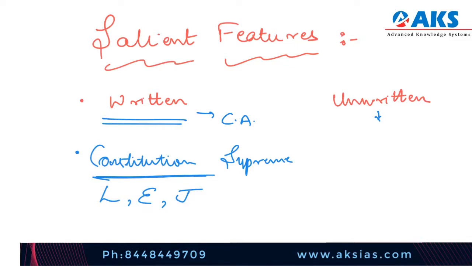Whereas in an unwritten constitution, it is the parliament which is supreme, because parliament decides which organ, namely the legislature, executive and judiciary, will get what powers, and thus the parliament is sovereign when it is an unwritten constitution.